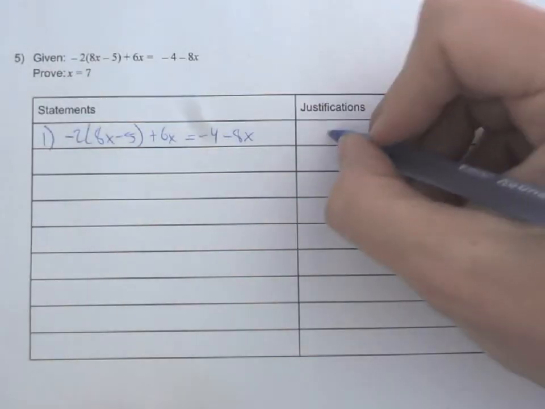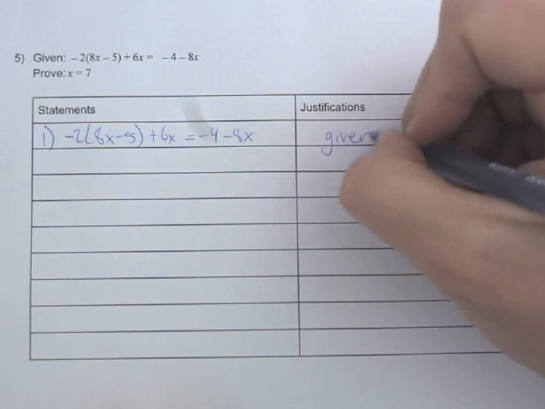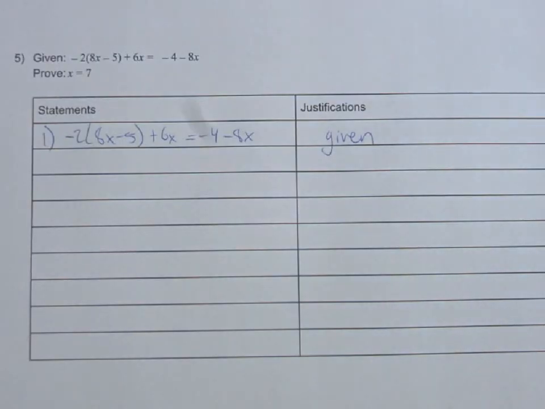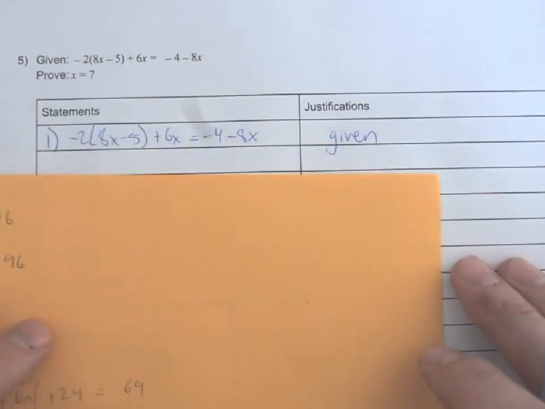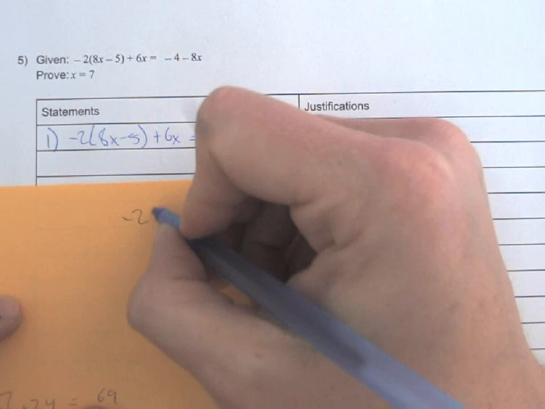All right, justification for that one is given. It's the given statement, so we don't have to justify that one. Or, well, we do have to justify it, but it's a pretty easy justification. All right, let's come up on our scratch paper and brainstorm a little bit.